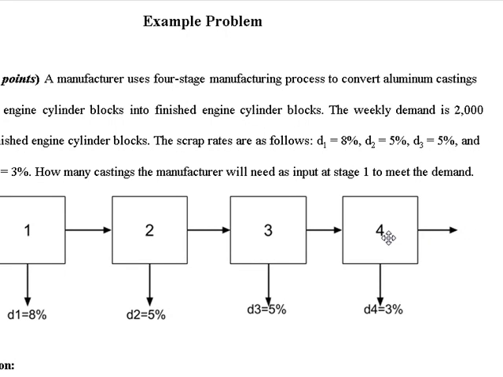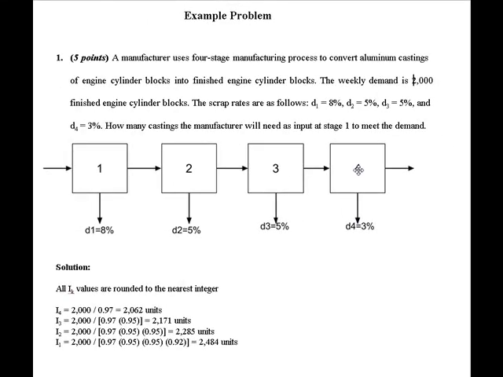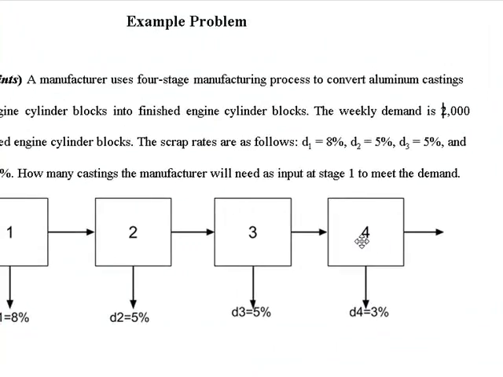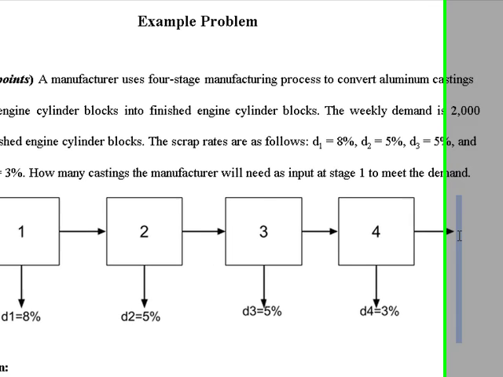Each machine has some scrap rate. That means they cannot make 100% good parts. There is going to be some manufacturing defect associated with each machine, and some parts we will have to eventually scrap, right? And remember, according to the problem statement, the demand is 2000 per week. That means every week at this final output, we need 2000 parts.